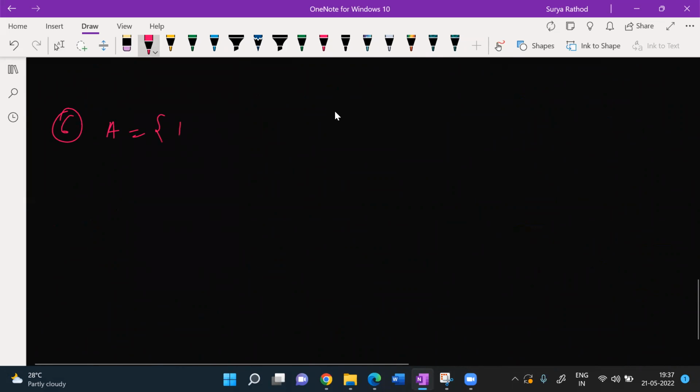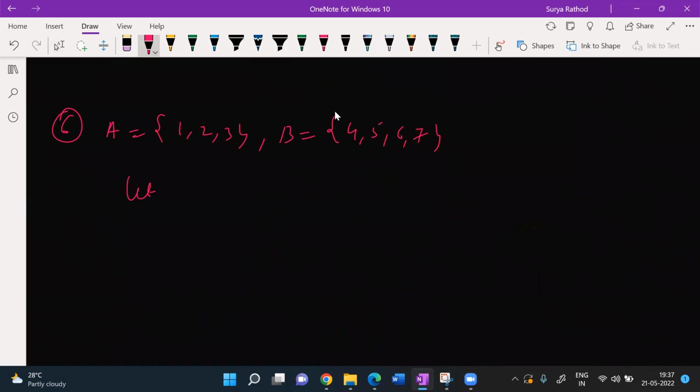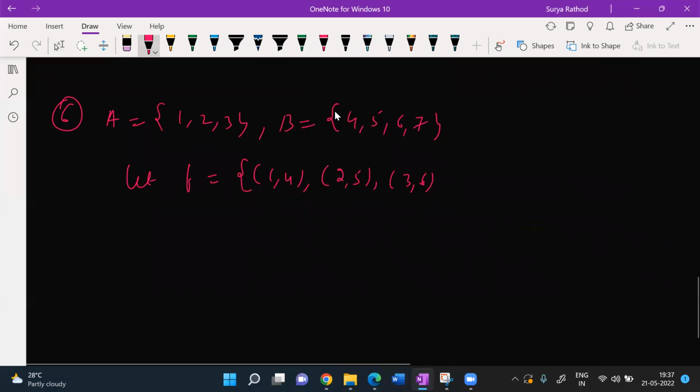Set A is given as 1, 2, 3, and set B is given as 4, 5, 6, 7. Clear? Yes. Let f be a function from A to B given by 1 to 4, 2 to 5, 3 to 6. It is a function. We have to show that it is a one-one function. Quite simple to show.